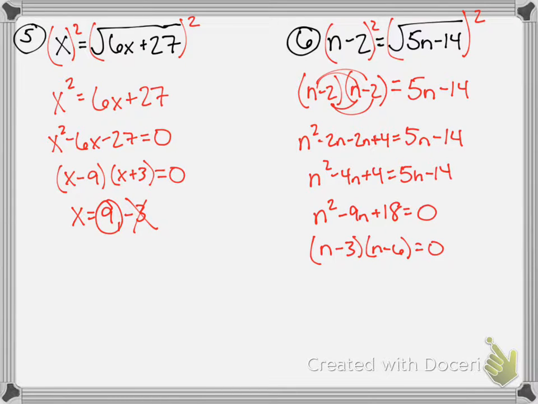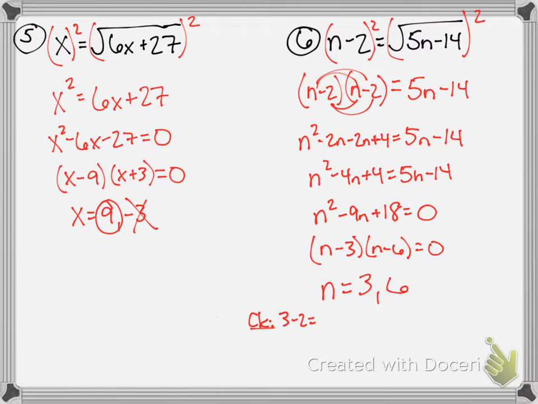Negative 3 times negative 6 is positive 18. Negative 3 plus negative 6 is negative 9. That gives me two values for n, 3 and 6. So now that I have those values, I'm going to take a quick check and make sure this stuff actually works. So I'm going to plug 3 in first to the original problem.